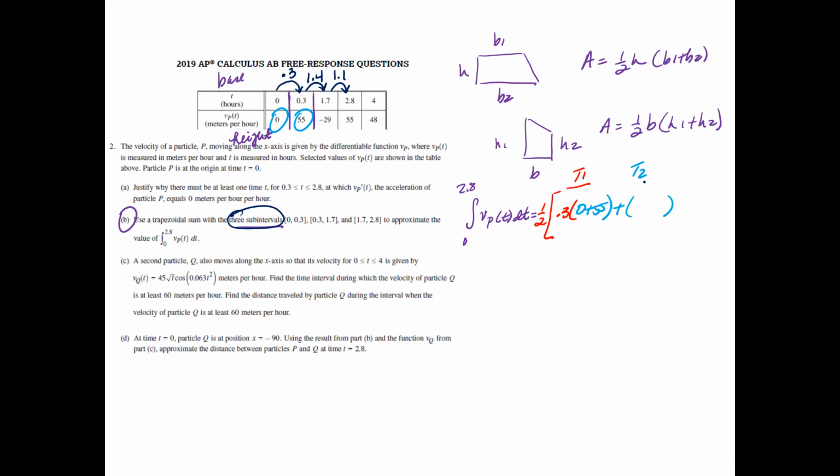Trapezoid 2. 1/2 is still there. So then you need to find your base. My base is 1.4 and it's going to be 55 and negative 29. Plus the third trapezoid, which the base is 1.1 and the two heights are going to be 29 and 59. So negative 29 plus 55. And close that.